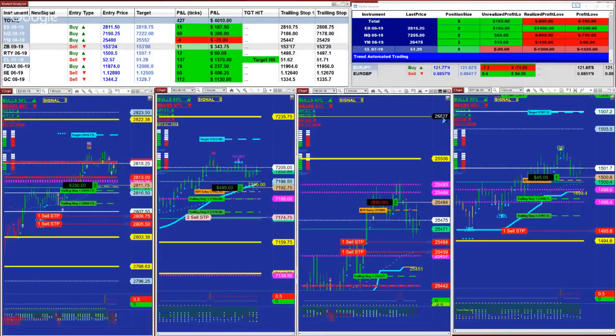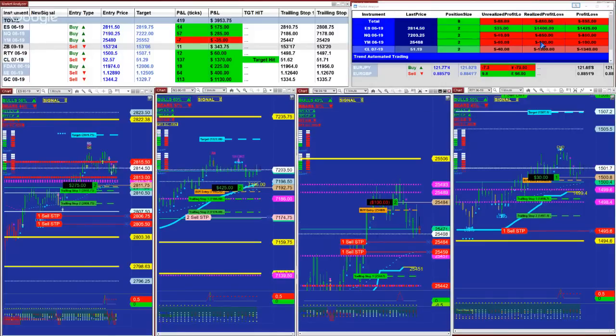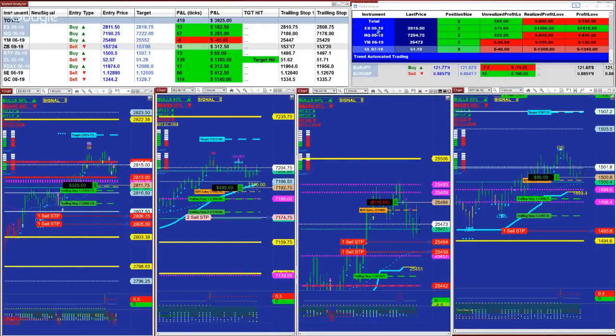And also, if we look at the scalper, it is eating bananas all the way around, except the ES managed to stay on the plus side, and the rest is just red. And welcome to trading.